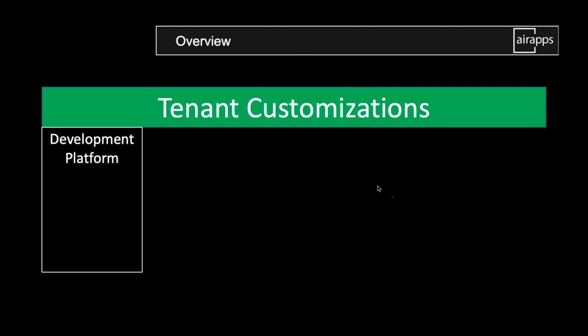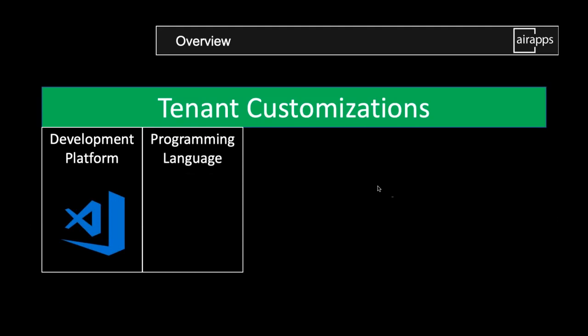So what do you need to have to create tenant customizations, and what include tenant customizations? So first of all, it's a development platform, which is Visual Studio Code. Next, it's a programming language, which is AL. But also, you can create tenant customizations using design mode. So it's a codeless way to create tenant customizations.